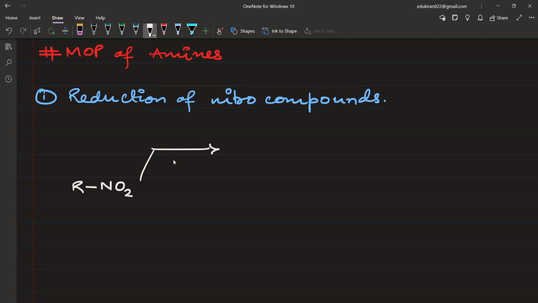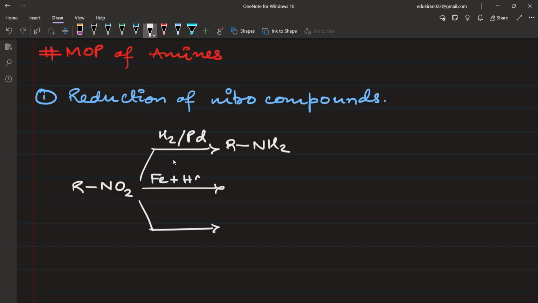And what are the reducing agents? Some reducing agents you should always remember. One is H2 in the presence of nickel, platinum or palladium. So we will use H2/Pd. It is going to give you RNH2. Then Fe plus HCl. This is going to give you again the same thing, RNH2. And the last is Sn plus HCl. This will also give you RNH2.